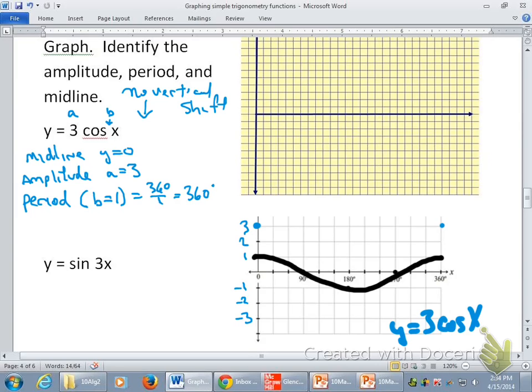Where's it going to be at 90? It's going to be at 0, that's right. 3 times 0 is still 0. Where's it going to be at 180? 3 times negative 1 is negative 3. 3 times 0 is 0. My graph is much steeper. And then it would repeat itself, of course. And I don't have to do those.